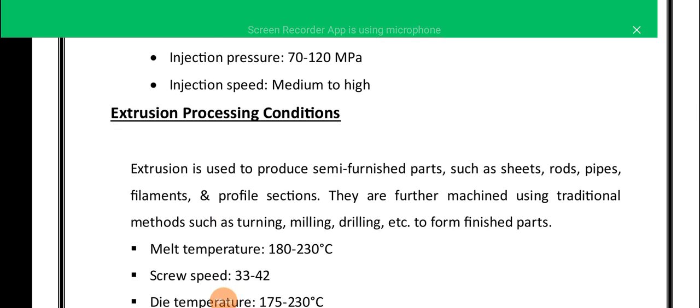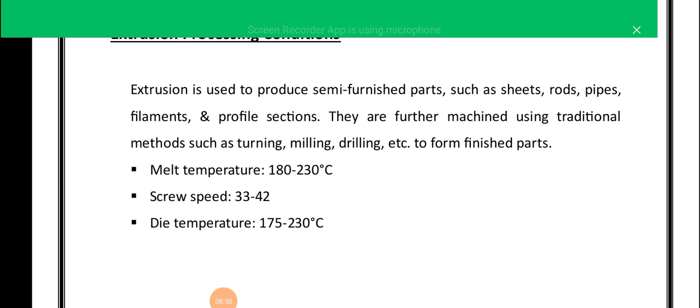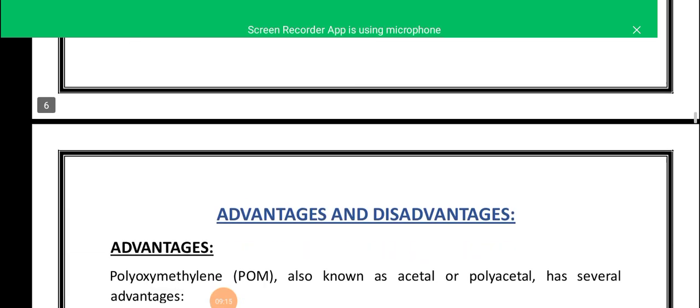Now we discuss the extrusion processing conditions. Extrusion is used to produce semi-finished parts such as sheets, rods, pipes, filaments, and profile sections. They are further machined using traditional methods such as turning, milling, drilling, etc. to form finished parts. The melting temperature should be about 180 to 230 degrees Celsius, while the screw speed is about 33 to 42, and the die temperature is about 175 to 230 degrees Celsius.